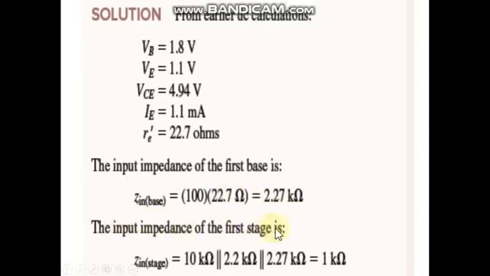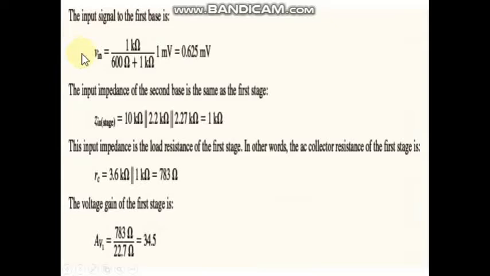The input impedance of the first stage, Z in stage, will be R1 parallel R2 parallel beta RE dash, which is equal to 1K. V input is Z in stage upon Rg plus Z in stage, which is equal to 0.625 millivolt. The input impedance of the second stage will be the same as the first because the values are similar.